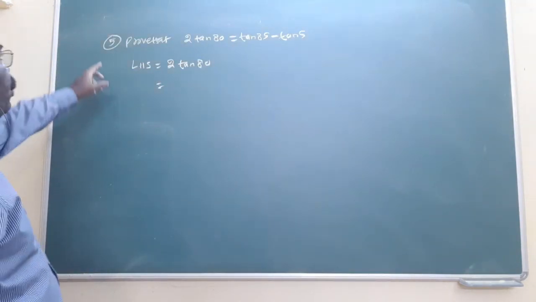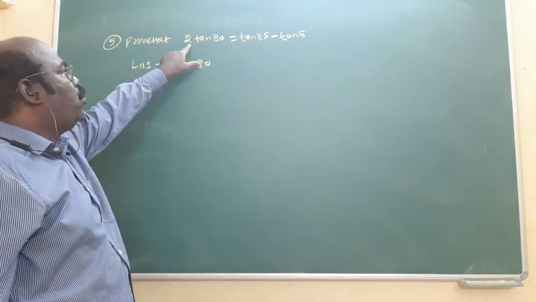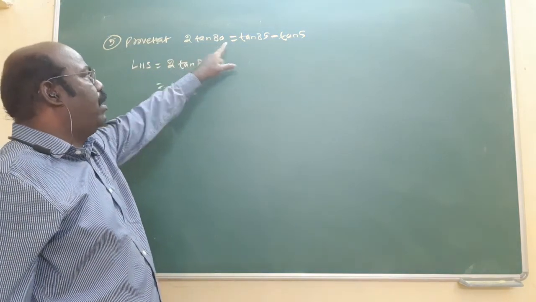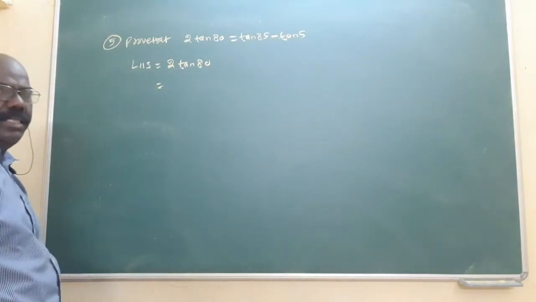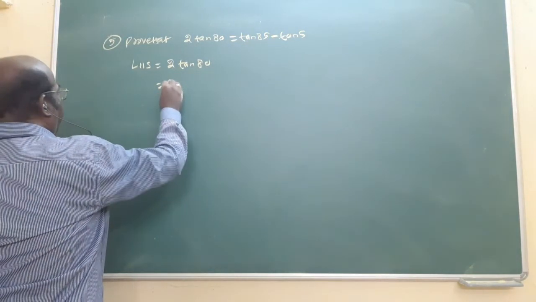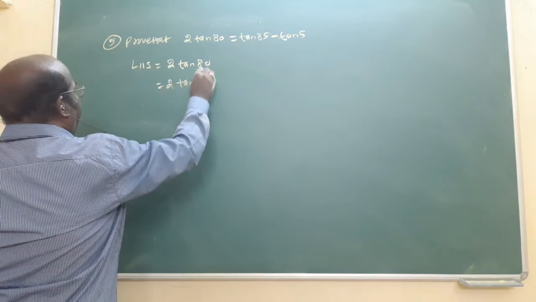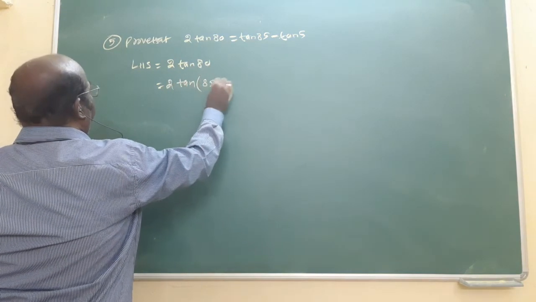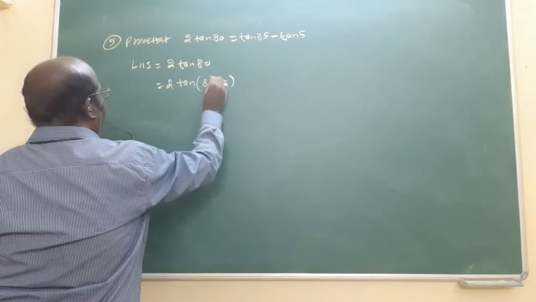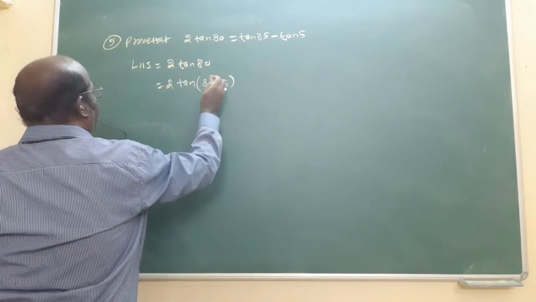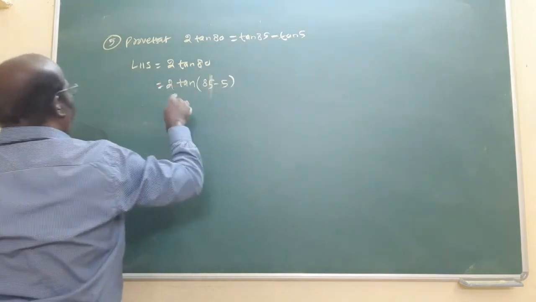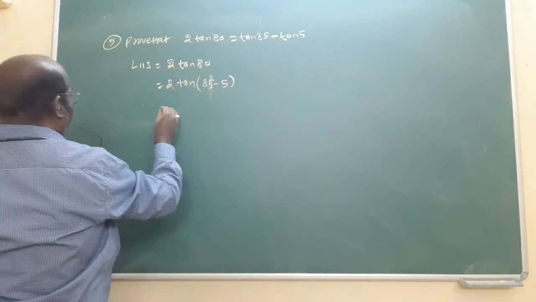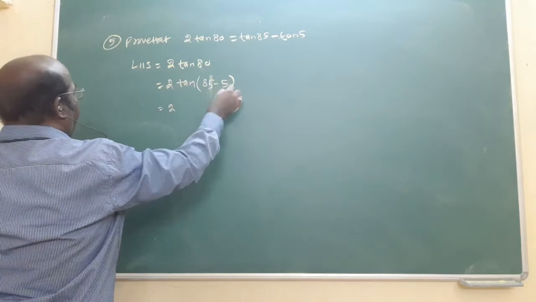Now listen here, fifth question. Prove that 2 times tan 80 is equal to tan 85 minus tan 5. Start with the LHS. For 2 into tan of 80, write 80 as 85 minus 5. What is the reason? The answer involves 85, that's why I want to write 85 minus 5. Now it is of the form tan of A minus B.